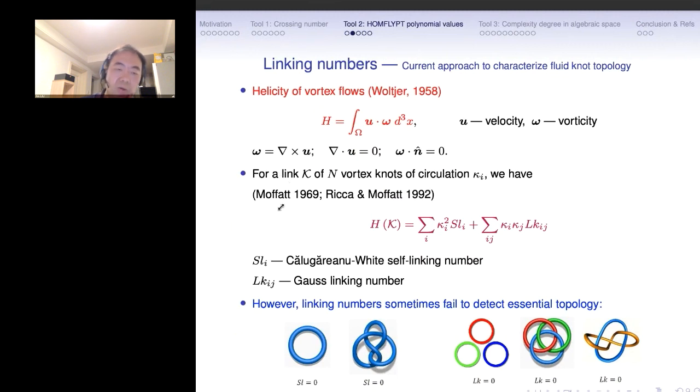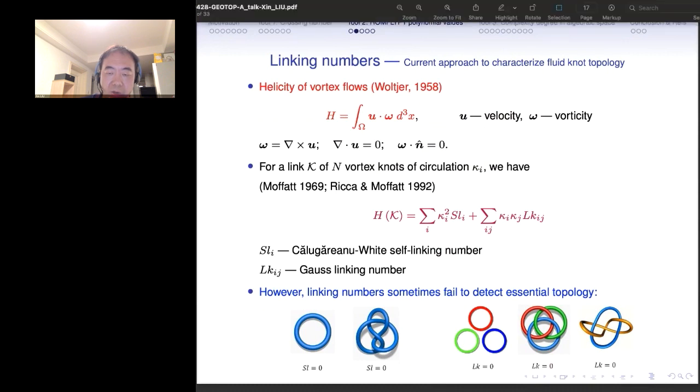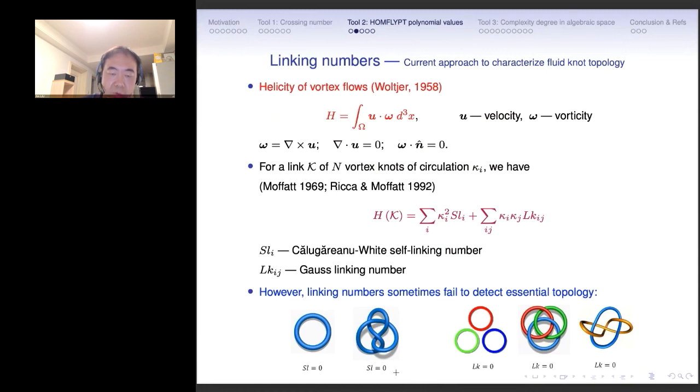Then we know this very famous result obtained by Case and Renzo in the past years. That is a topological interpretation for helicity. Helicity is expressed by self-linking numbers and the linking numbers. But there is a question that sometimes linking numbers cannot distinguish essentially different topologies. For example, this trivial circle and this figure-8 knot share the same self-linking number 0. And these three, disjoint three circles, Borromean rings and the Whitehead link, share the same linking number 0.